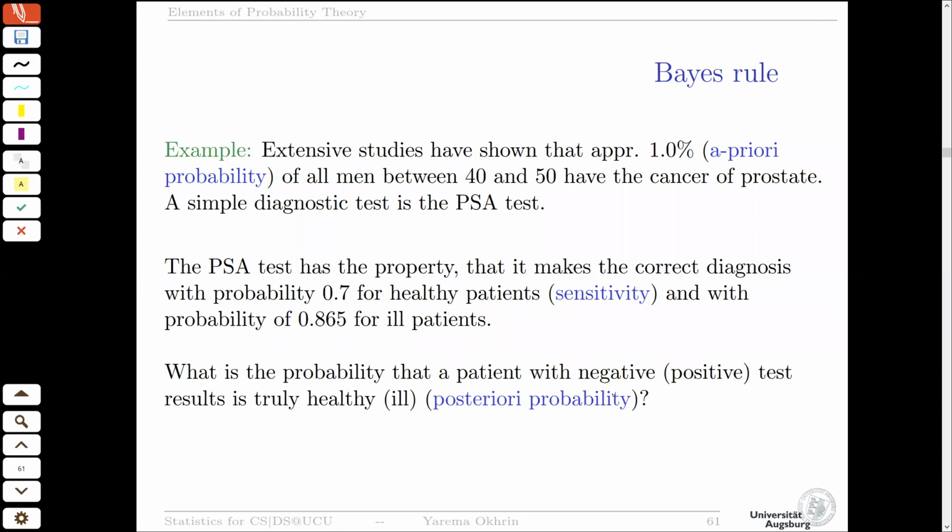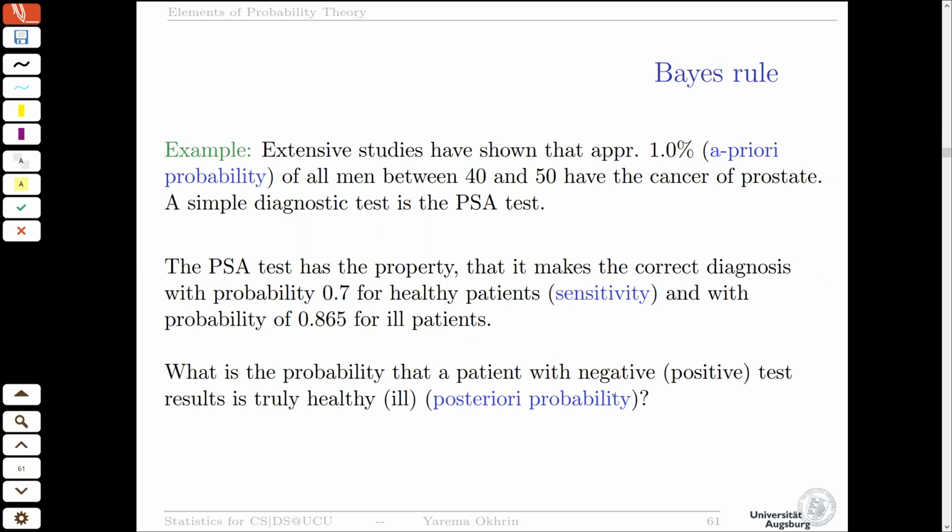It's especially important in medical statistics. Assume that, for example, there are plenty of studies on prostate cancer, and you know that approximately 1% of men between 40 and 50 do have prostate cancer. That 1% is pretty large.